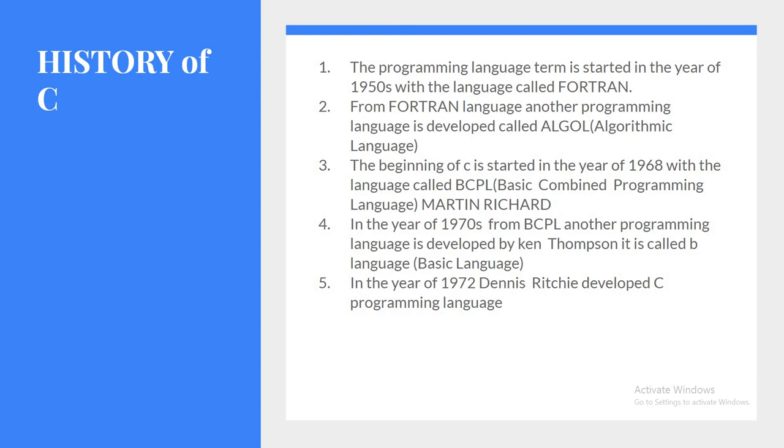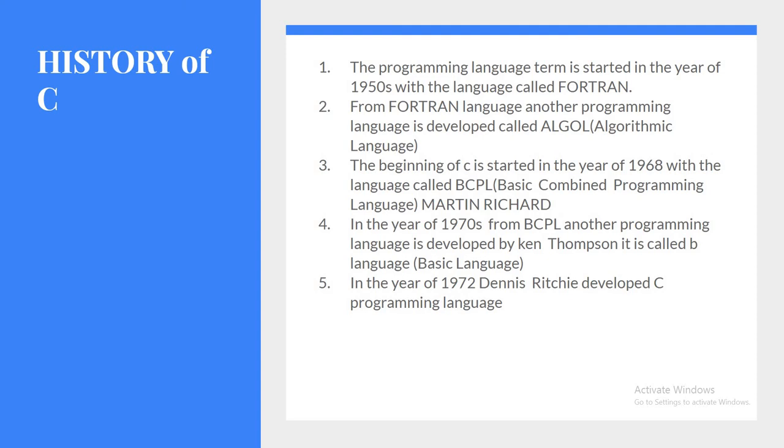Here we need to understand the history of C. The programming language term started in the 1950s with the language called Fortran. From Fortran, another programming language was developed called Algol, the algorithmic language. Here they write some algorithm and execute it.